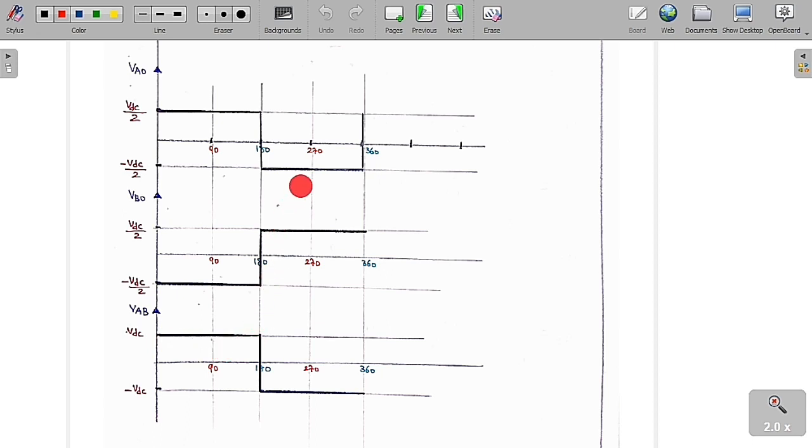Similarly, whenever switch 3 and switch 4 are on, then definitely VA0 is equal to minus VDC by 2 and VB0 is equal to plus VDC by 2. So if you do the subtraction VA0 minus VB0, we are going to get minus VDC. This is the voltage across the load. This diagram is the phase shift of that diagram by 180 degrees, and this is the subtraction of these two signals.